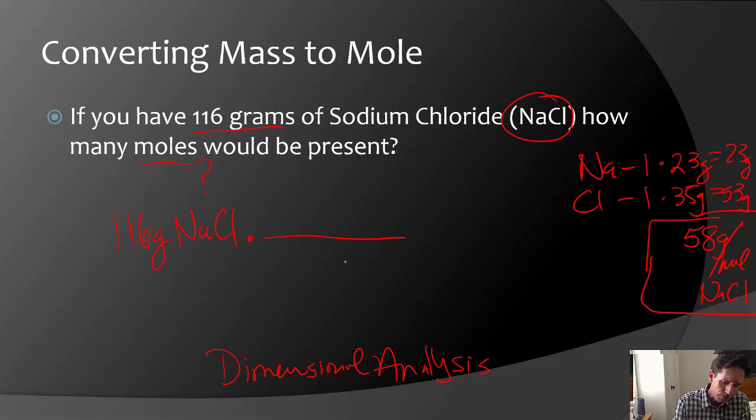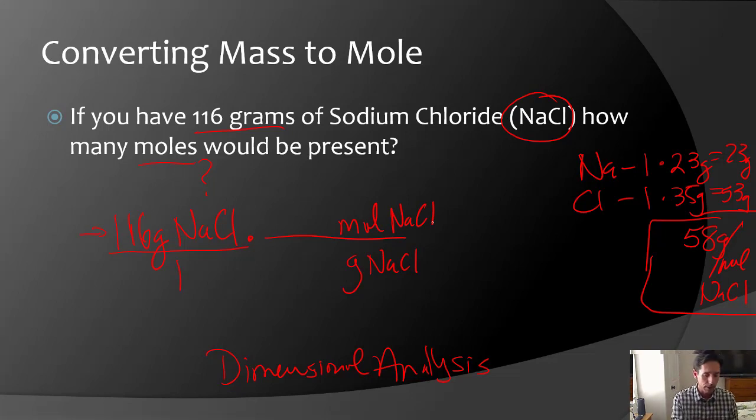So first things first, we've got our 116 grams of sodium chloride. We're going to put that over 1, because this is in the numerator, and the 1 is in the denominator. In unit analysis, the idea is to get rid of one unit and replace it with another. The unit we want to get rid of is always located in the denominator. We want to get rid of the grams of sodium chloride and convert it, because it's asking how many moles of sodium chloride.